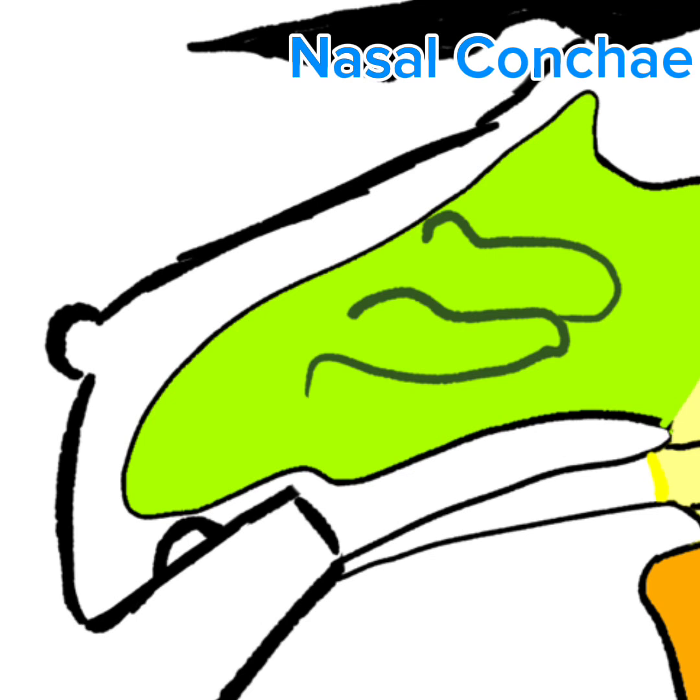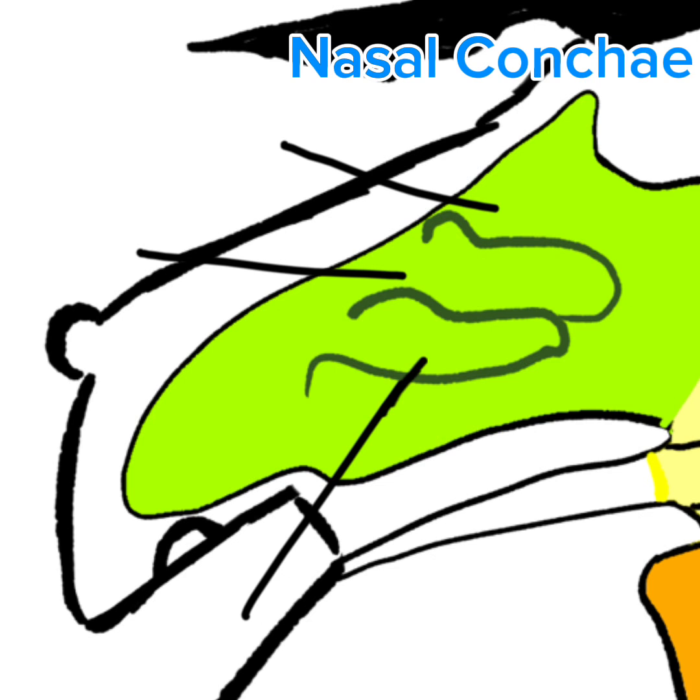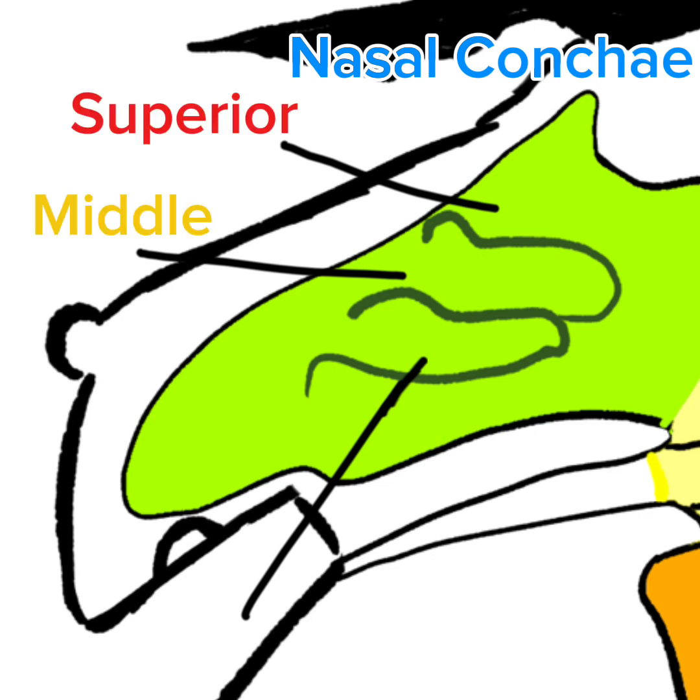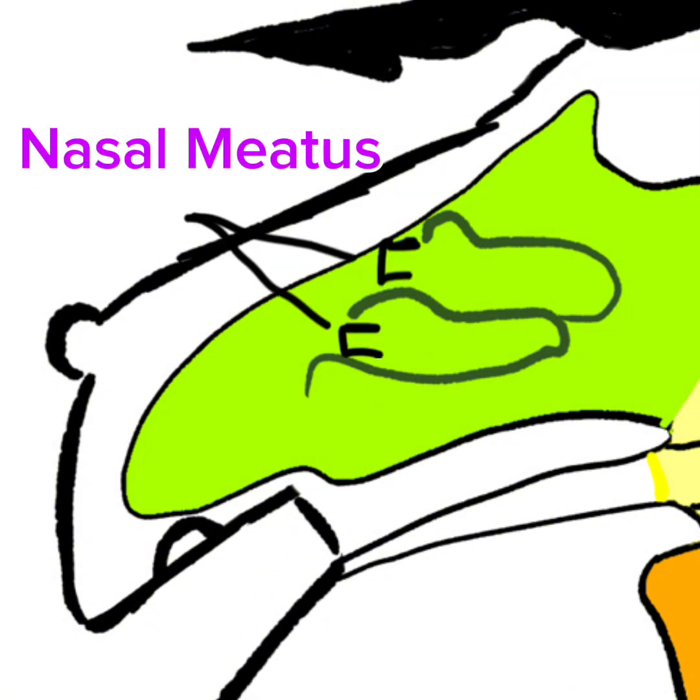This section here is called the superior. This right here is called the middle. And then at the bottom is called the inferior nasal conchae. There are also nasal meatus, which are air passageways between the conchae.